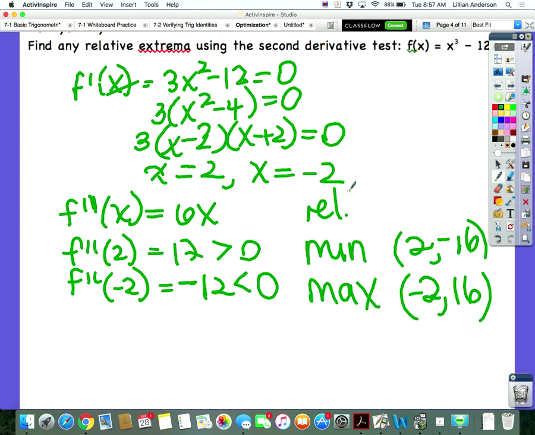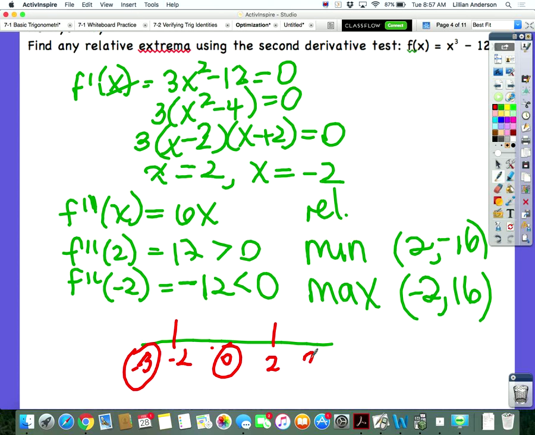Use your number line to determine that as well, correct? Okay? If you did the number line, that is the first derivative test. So that is negative 2, positive 2. Test points you can plug in, and you're plugging them into your first derivative.